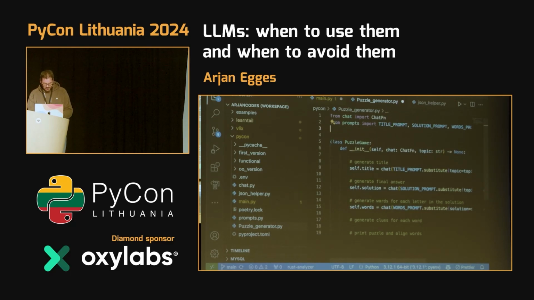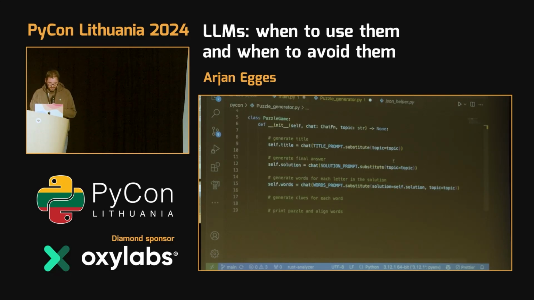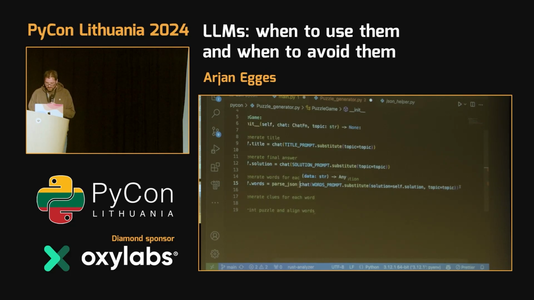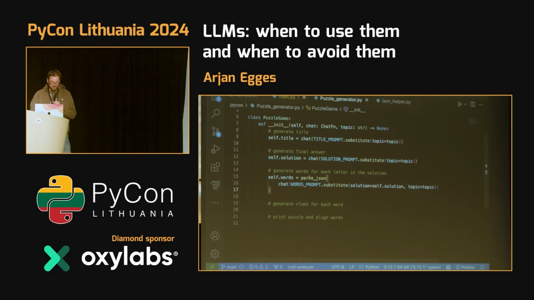And I'm going to import that from the JSON helper. There we go. We parse the JSON data. And then I'll make this bigger again. And then what we can do is take the result of the chat. We're going to parse that JSON value.